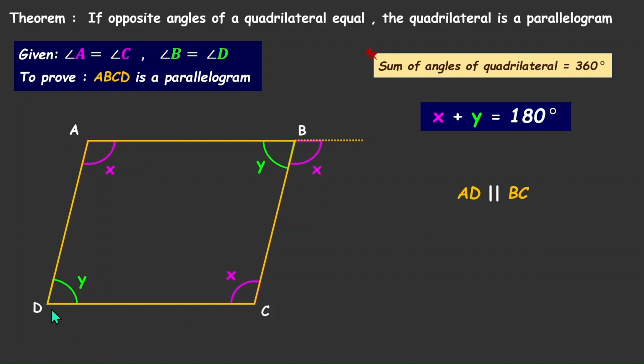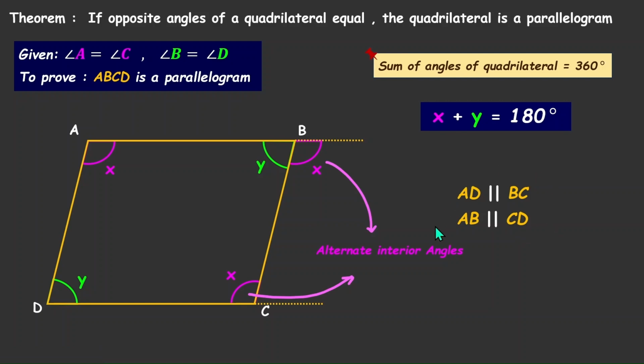And now also if we extend DC, then we can see that angle x here is equal to this angle x here. And so if BC acts as the transversal and these two angles are equal, then these are alternate interior angles. And since they are alternate interior angles, it must mean that the line AB must be parallel to the line CD. So from this, we can also deduce that the line AB is parallel to CD.